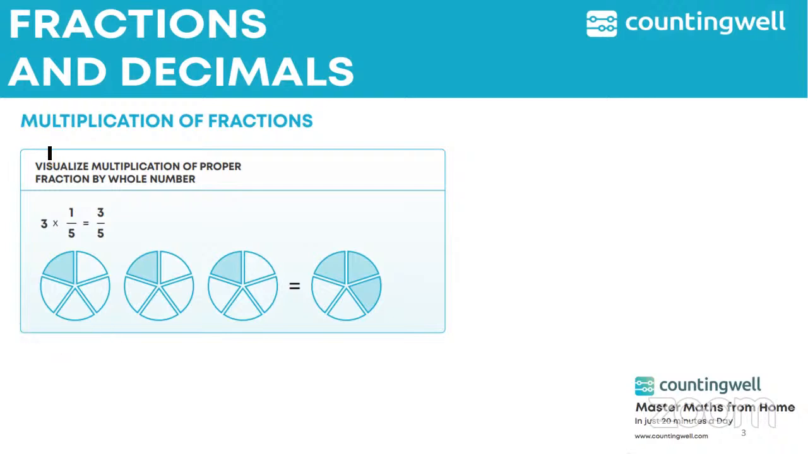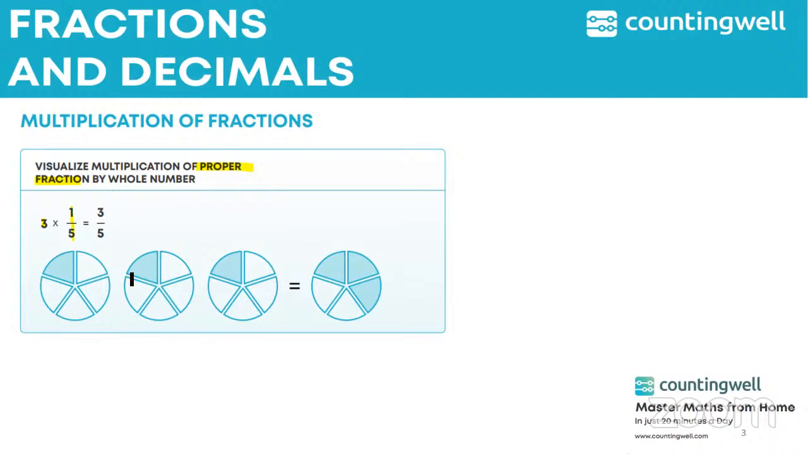Let us see how to visualize multiplication of a proper fraction by a whole number. Note that a proper fraction is nothing but a fraction having numerator less than its denominator. So here we have a proper fraction 1 by 5 and a whole number 3. So how are we going to represent it using diagrams, or how do we represent this using figures?